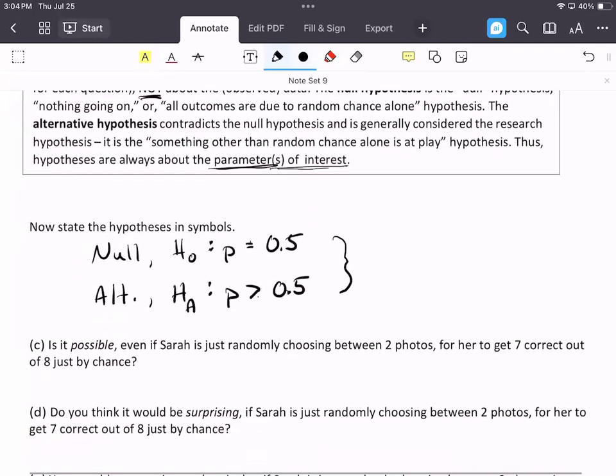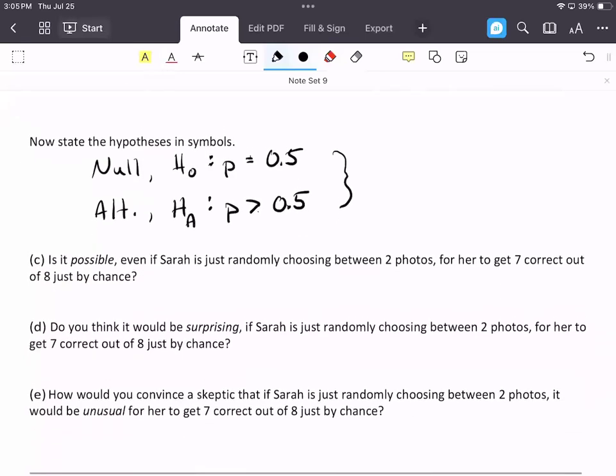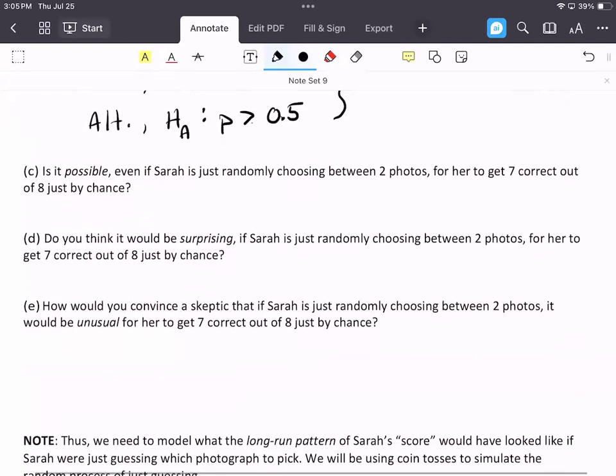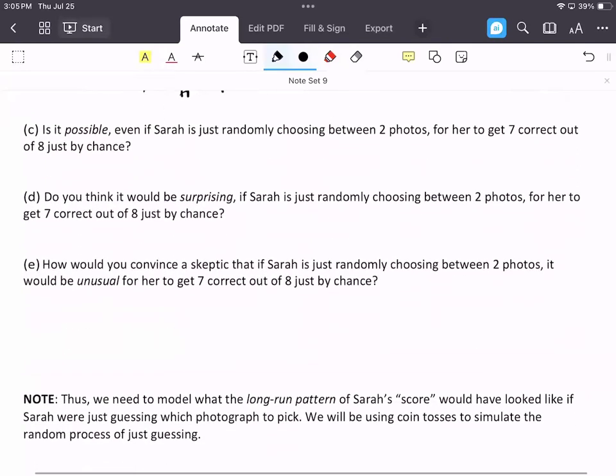Is it possible, even if Sarah is just randomly choosing between 2 photos, for her to get 7 correct out of 8 just by chance? Sure, of course it's possible. Do you think it would be surprising? Well, yeah, I'd be surprised if she's just randomly choosing that she gets 7 out of 8 correct just by chance. Now, how would you convince a skeptic that if Sarah is just randomly choosing between 2 photos, it would be unusual for her to get 7 out of 8 just by chance?